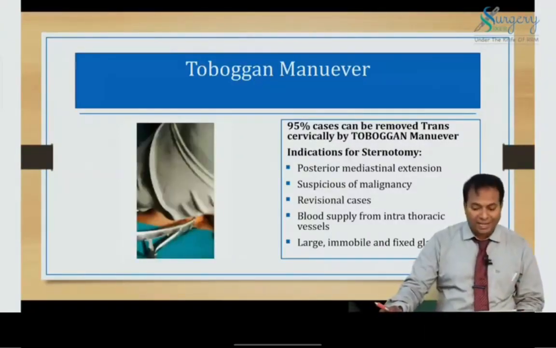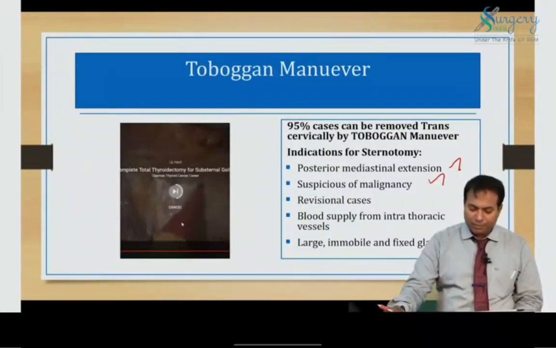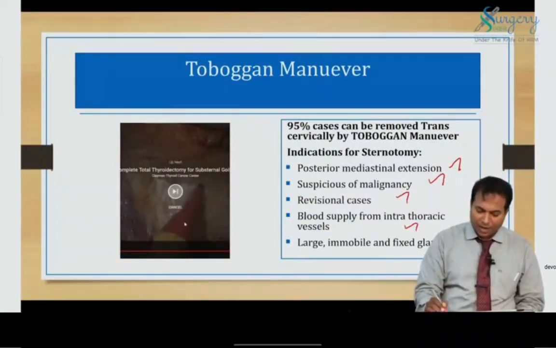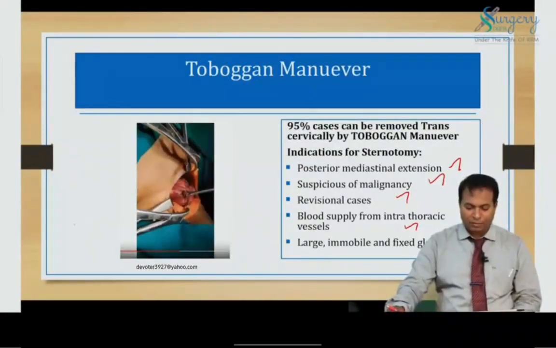So please remember, it can be removed by neck incision itself. The indications of sternotomy are posterior mediastinal extension, malignant suspicion, revisional cases, blood supply from intrathoracic vessels, and a large immobile fixed gland. These are the things you should not forget. Okay, these are the things I want you to remember in the toboggan maneuver.